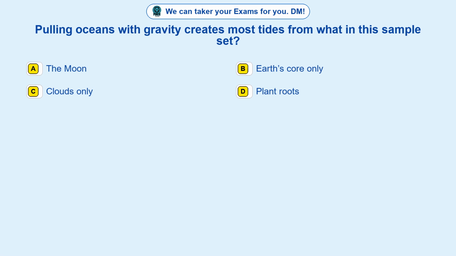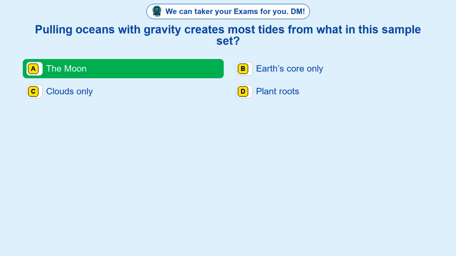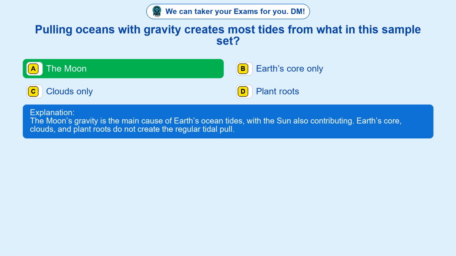Question 91. Pulling oceans with gravity creates most tides from what in the sample set? Option A, the moon. Option B, Earth's core only. Option C, clouds only. Option D, plant roots. The correct answer is option A. The moon. The moon's gravity is the main cause of Earth's ocean tides, with the sun also contributing. Earth's core, clouds, and plant roots do not create the regular tidal pull.